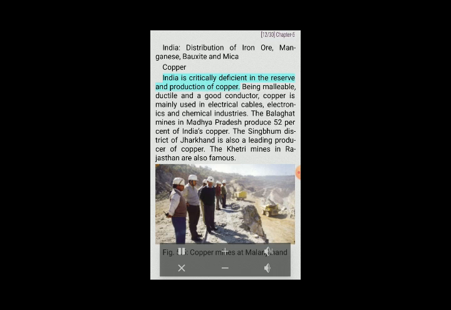Copper. India is critically deficient in the reserve and production of copper. Being malleable, ductile and a good conductor, copper is mainly used in electrical cables, electronics and chemical industries. The Balaghat mines in Madhya Pradesh produce 52% of India's copper. The Singhbhum district of Jharkhand is also a leading producer of copper. The Khetri mines in Rajasthan are also famous.